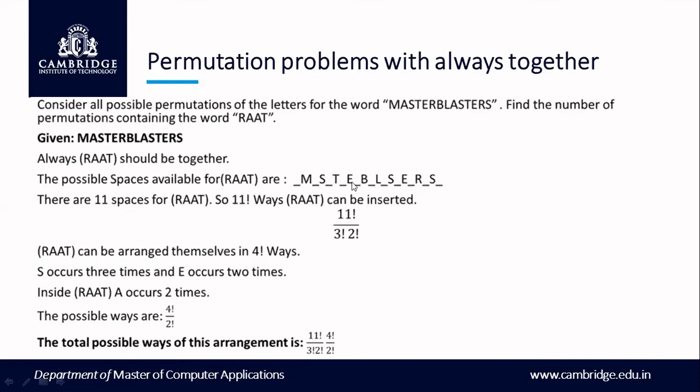M, S, T, E, B, L, S, E, R, S. In between we have left a space. So this RAAT can fit in any one of these spaces given. So there are 11 spaces available. So there are 11 factorial ways the RAAT can be inserted.